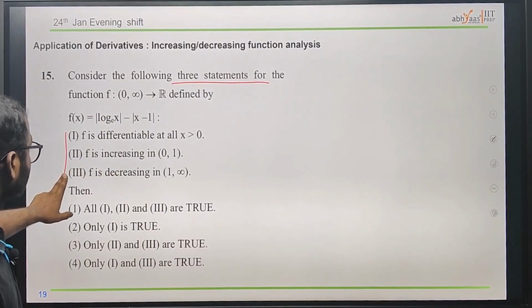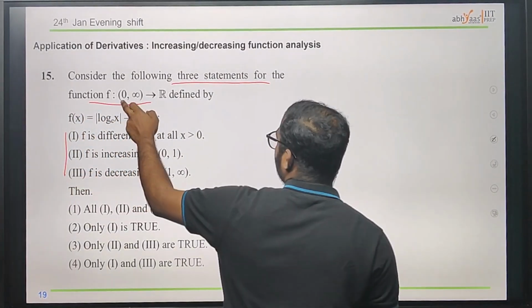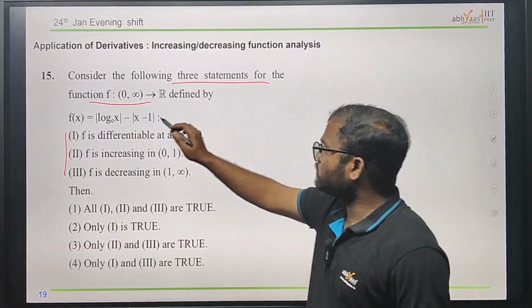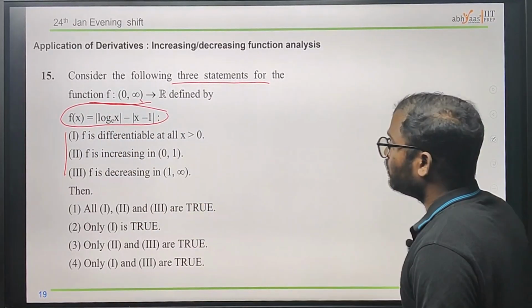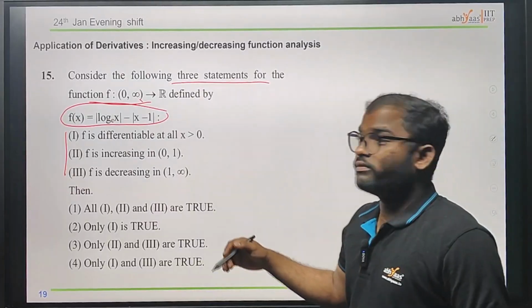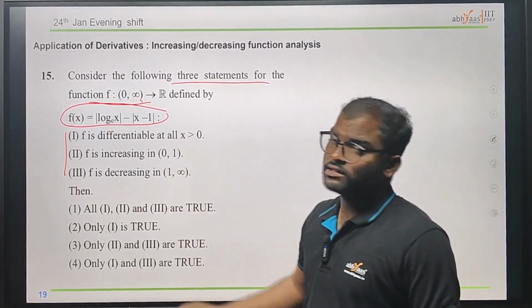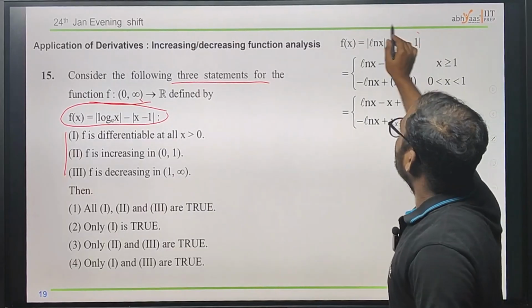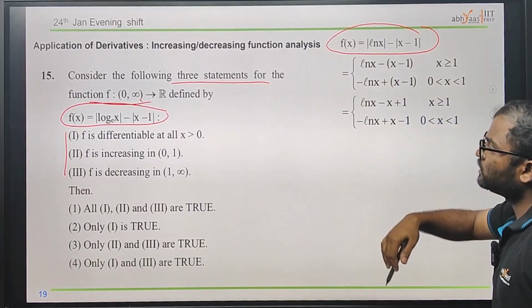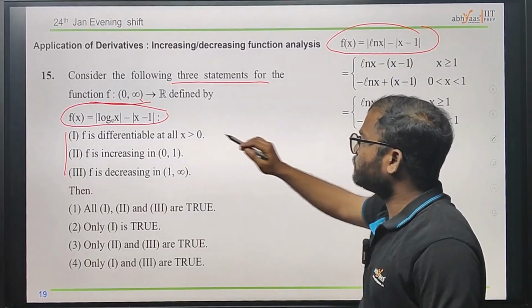Now application of derivatives, which is on the basis of the following three statements. They have given a function which maps from 0 to infinity to the real numbers, which is the domain. Now we need to check whether it is differentiable, whether it is increasing or decreasing in this interval, and also this one. We need to check these statements. Firstly, find the f of x which is given, with respect to the domain.